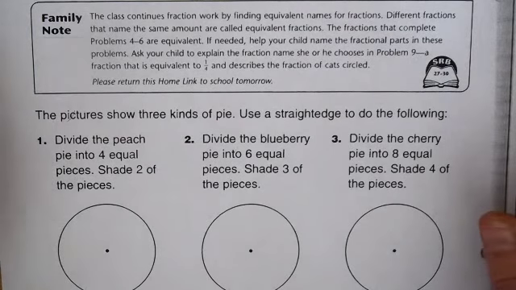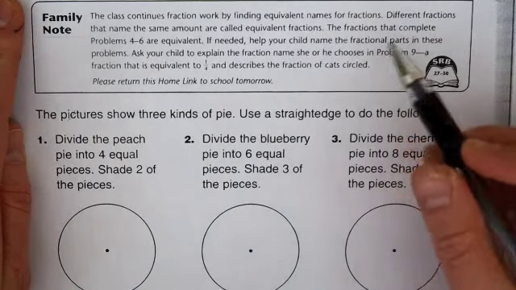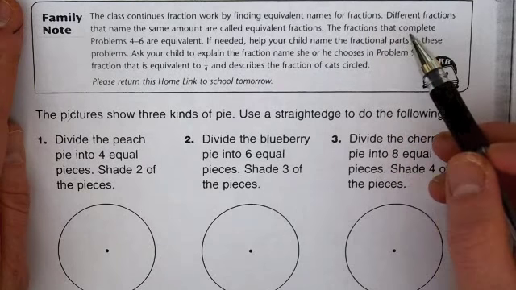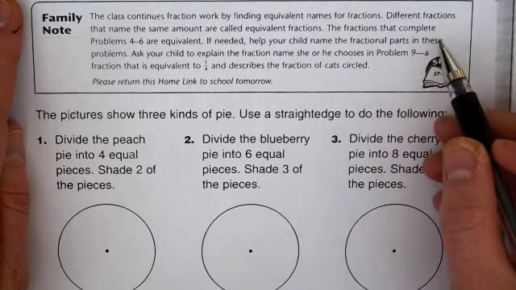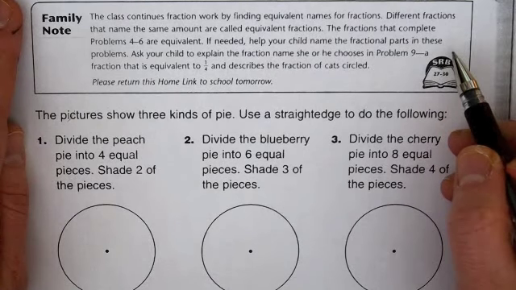Okay, this is Homelink 8.5, Equivalent Fractions, for Grade 3 Everyday Math. The class continues fraction work by finding equivalent fraction names for fractions. Different fractions that name the same amount are called equivalent fractions. The fractions that complete problems 4 through 6 are equivalent.